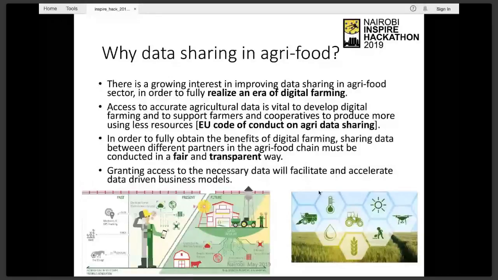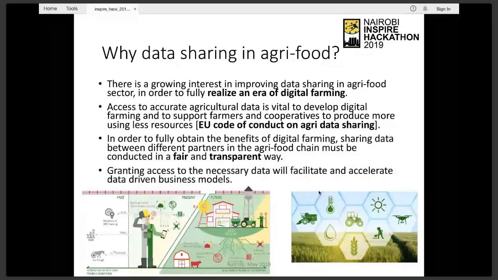In order to fully obtain the benefits of digital farming, sharing the data between the partners must be conducted in a fair and transparent way. Otherwise, people will not be sharing. That's one of the main difficulties in getting people to share. And of course, granting access to the necessary data will facilitate and accelerate data-driven business models.